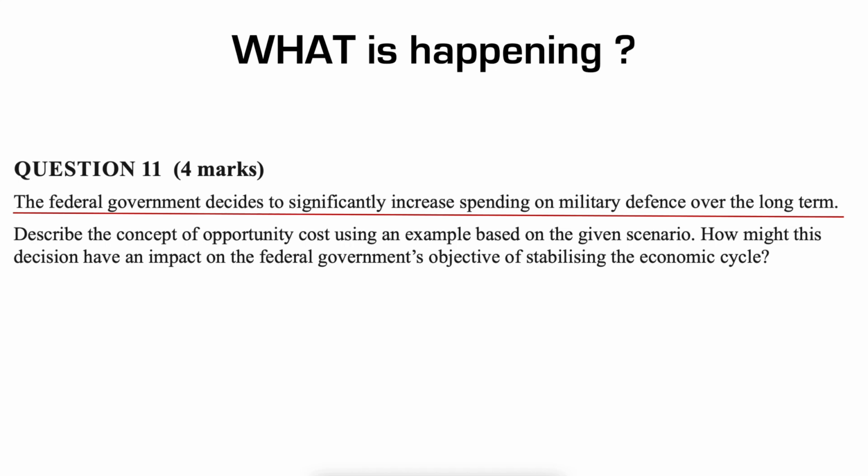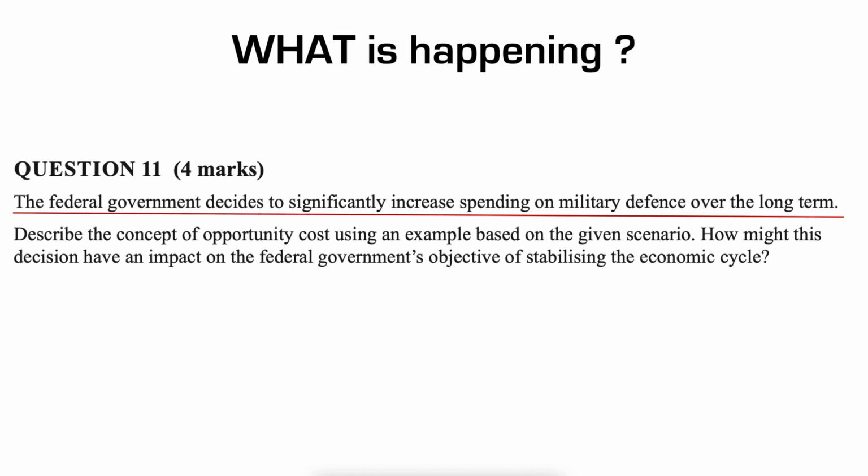Question 11 reads as follows. The federal government decides to significantly increase spending on military defence over the long term. Describe the concept of opportunity cost using an example based on the given scenario. How might this decision have an impact on the federal government's objective of stabilising the economic cycle?